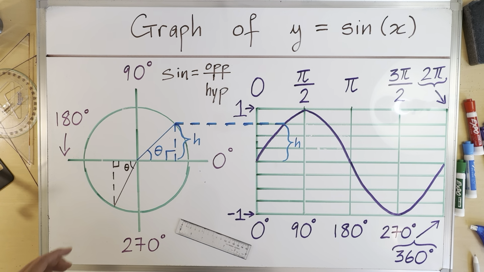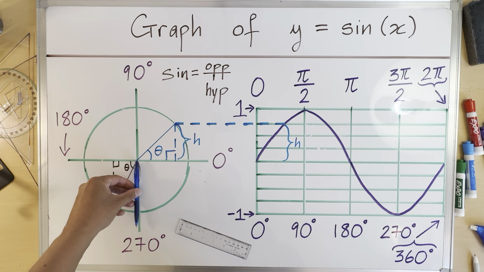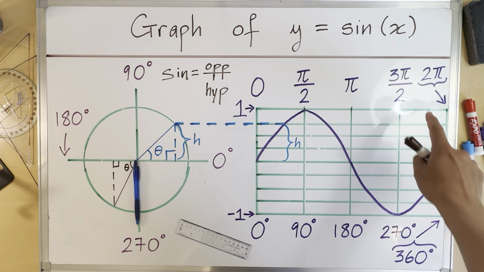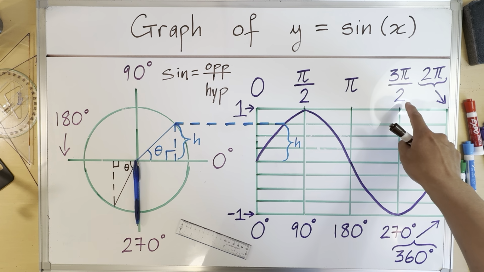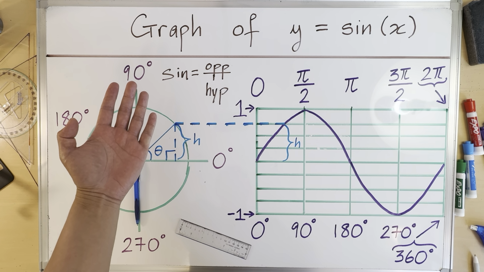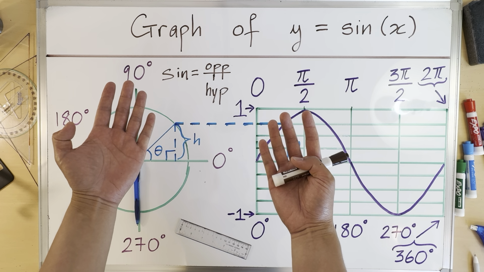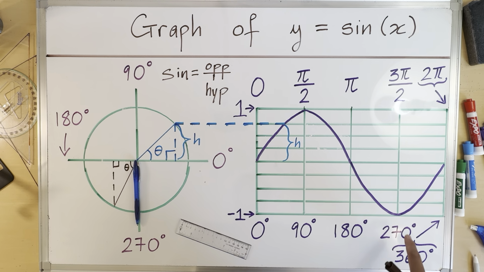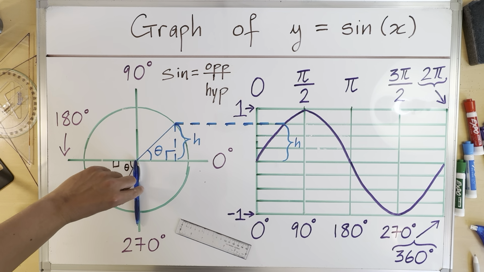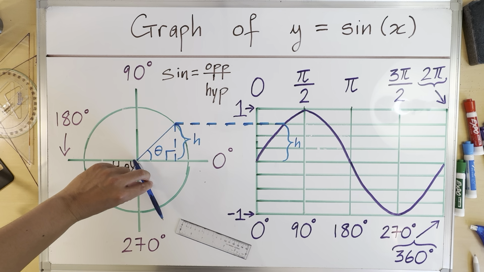And so therefore, as the rotating arm continues to rotate, when it reaches this point, which is 270 degrees, which is the same thing as 3 pi over 2 radians, you have negative 1 divided by positive 1, which gives us negative 1. And for that reason, at 270 degrees, the point of the graph is right here at exactly negative 1.